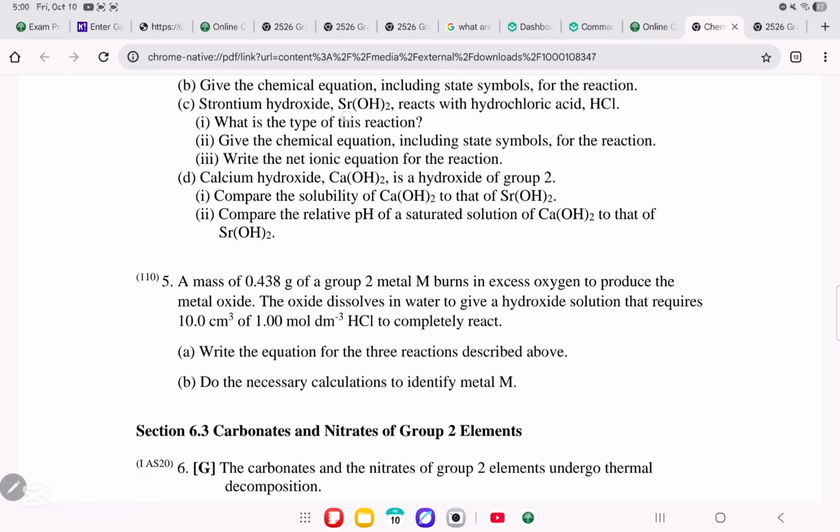So now we have an even more basic compound. It will react with what? It will react with an acid. When a base reacts with an acid, we undergo something called what? We undergo something called neutralization. So this reaction is a neutralization reaction.